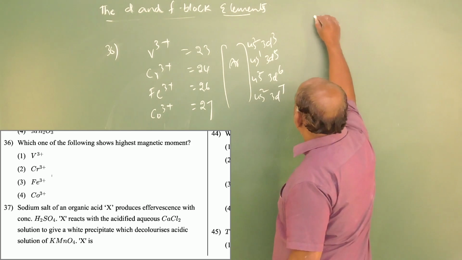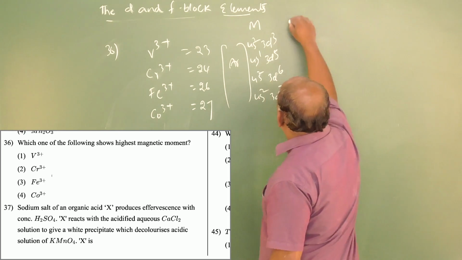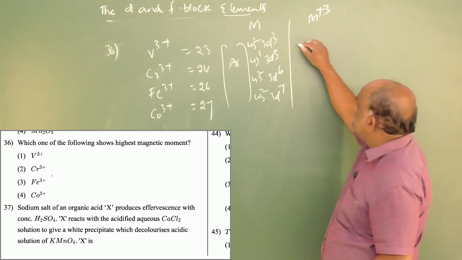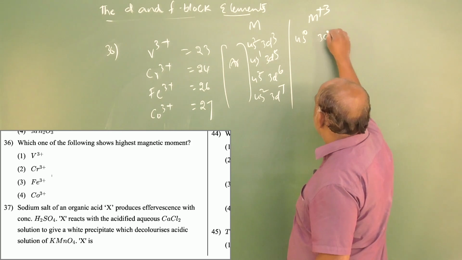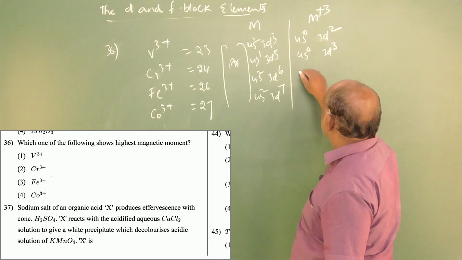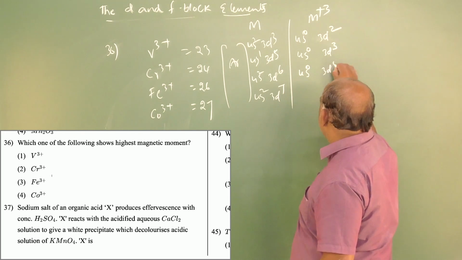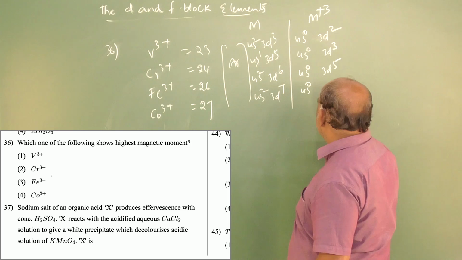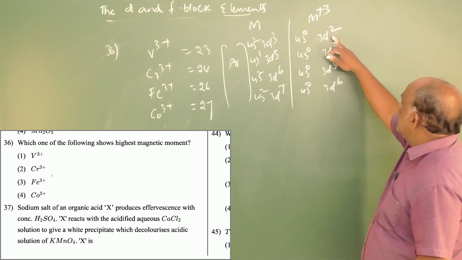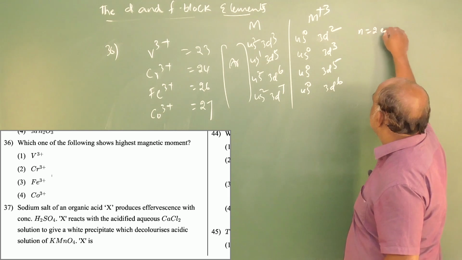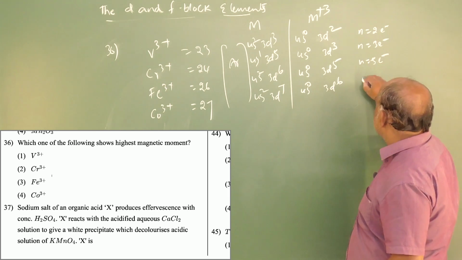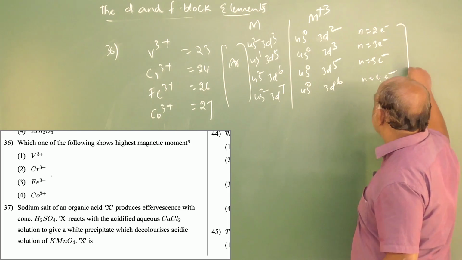This is the metal configuration. Then what is the M3+ configuration? The M3+ configuration is 4s0 3d2, 4s0 3d3, 4s0 3d5, 4s0 3d6. How many unpaired electrons are here? n equals 2 electrons, n equals 3 electrons, n equals 5 electrons, and in this last one n equals 4 electrons.